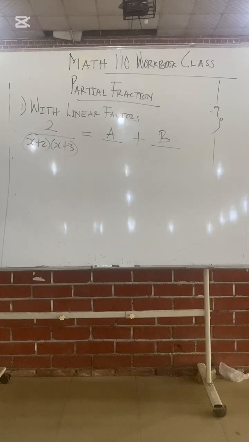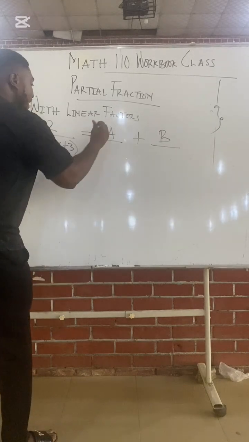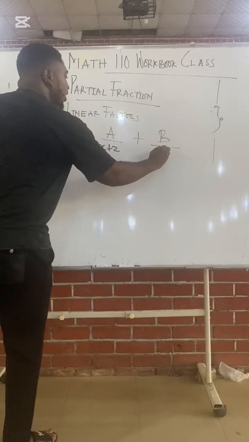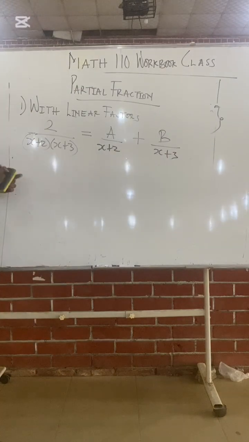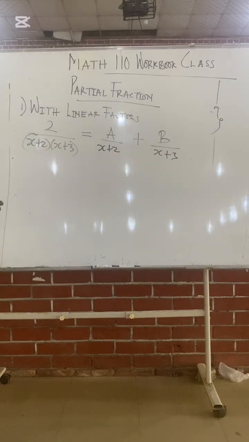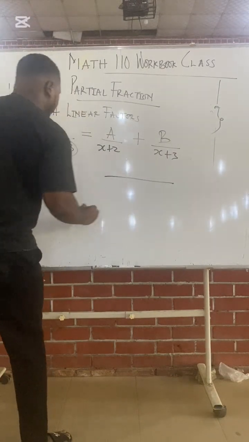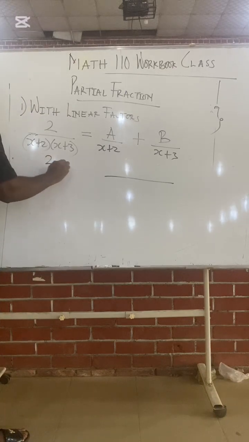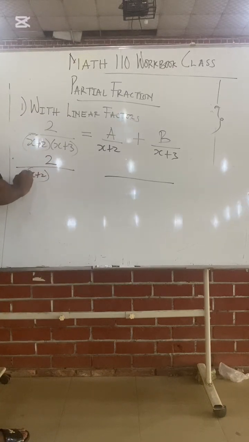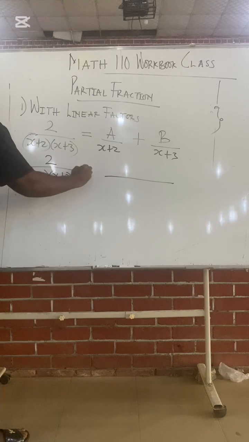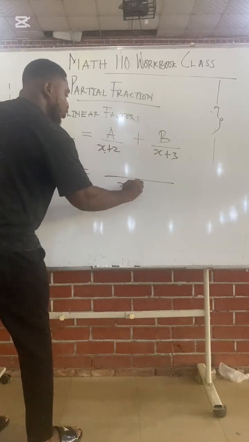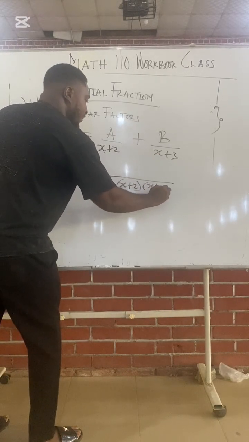Class, 2 all over (x+2)(x+3) will be A all over x+2 plus B all over x+3. Do not solve for A and B and you are done with the partial fractions. How do you solve for A and B? Find the LCM. Class, on this side we still have 2 all over (x+2)(x+3), and on this side, the LCM is (x+2)(x+3). Follow me.